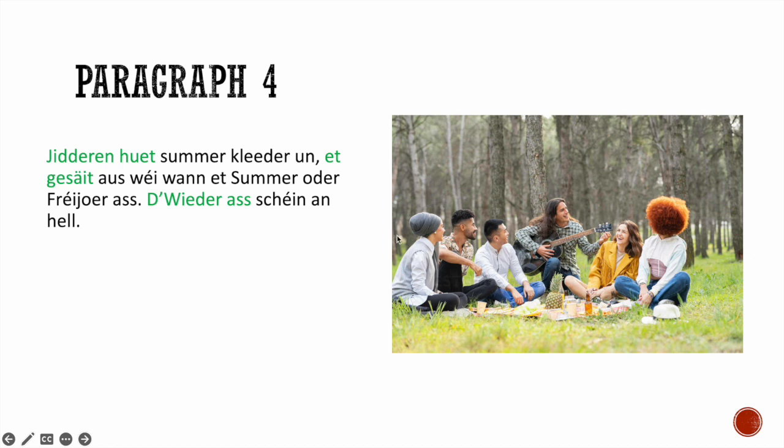And then finally we talk about what they are wearing and what the weather is like. Iedereen hoort zomerkleder on. Everybody is wearing summer clothes. It gezegd aus wij van het zomer oder vreejoor as. It looks like it is summer or spring. Weather as sein and hell. The weather is nice and bright.